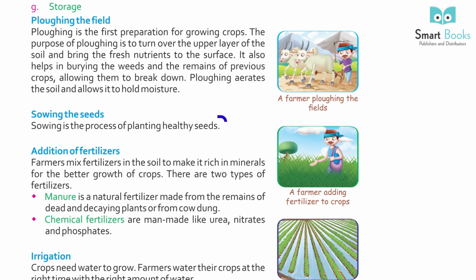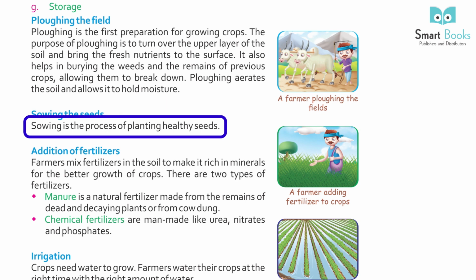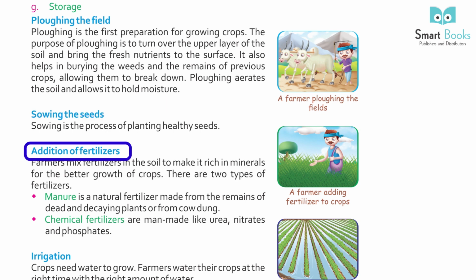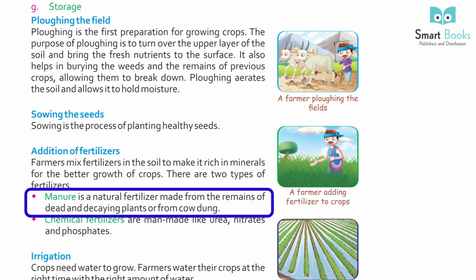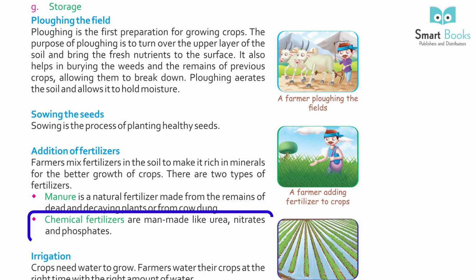Sowing the seeds. Sowing is the process of planting healthy seeds. Addition of fertilizers. Farmers mix fertilizers in the soil to make it rich in minerals. For the better growth of crops, there are two types of fertilizers. Manure. Manure is the natural fertilizer made from the remains of dead and decaying plants or from cow dung. Chemical fertilizers are man-made, like urea, nitrates and phosphates.